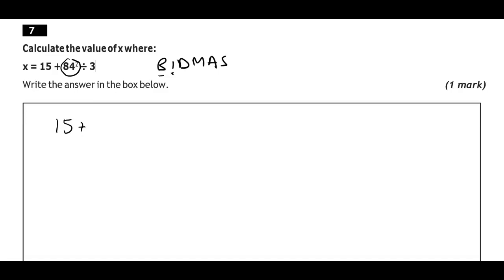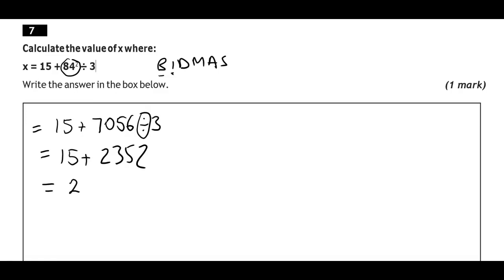Using a calculator, we get 7,056. And we divide that by 3. Now, in between addition and division, we're going to pick division first. So we're going to do 15 add 7,056 divided by 3, which gives us 2,352. So adding them together, we get 2,367.